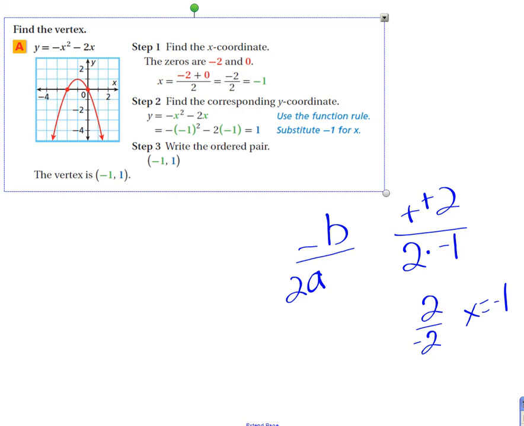Well, on this one, what they did is they used the graph. And I guess that's cool if you have the graph, but I'm going to assume we don't always have that. So they just looked at, remember we talked about we could find it by taking the average of our zeros? So what's halfway between 0 and negative 2? Negative 1. So either way, you can get the same answer.